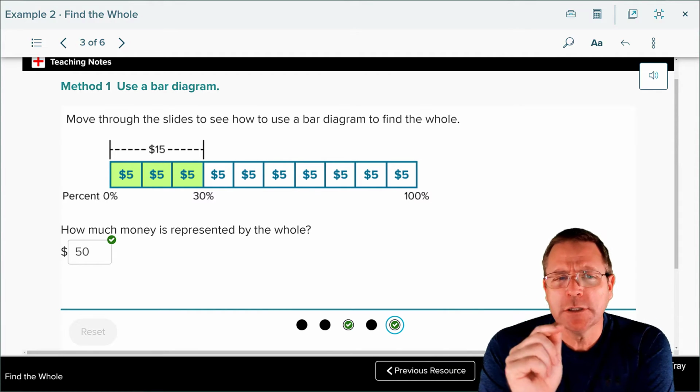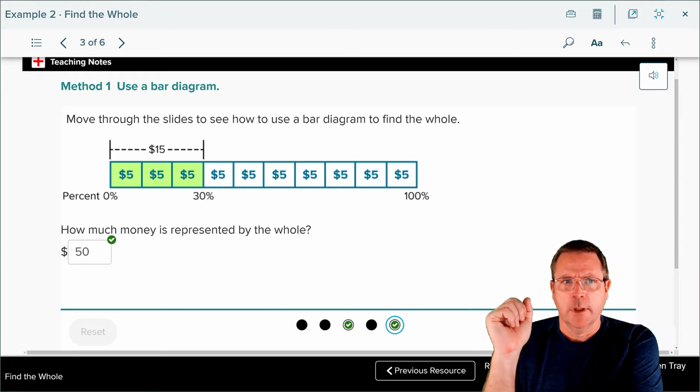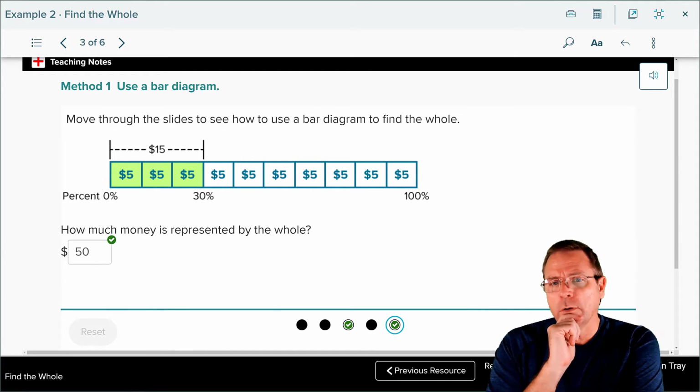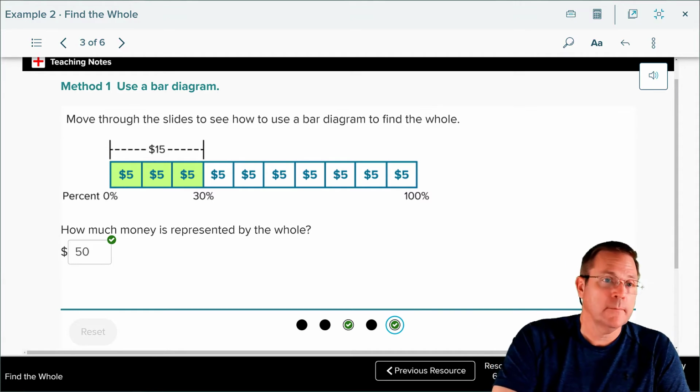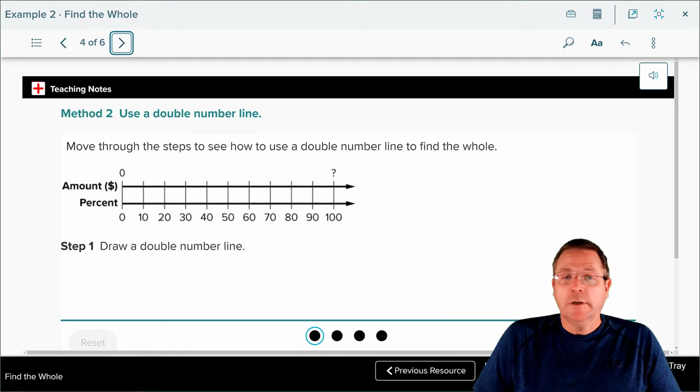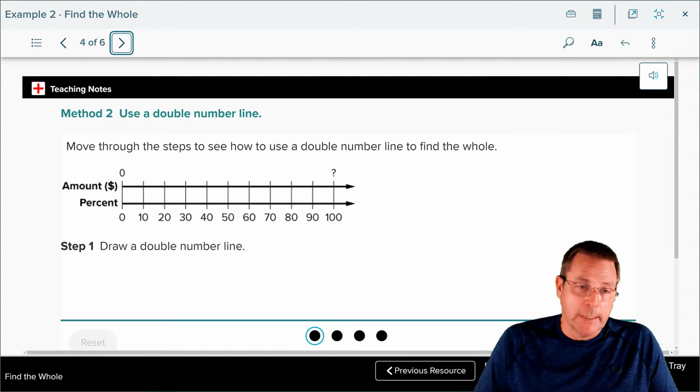Interesting. She saved $15. The total cost was going to be $50. How much did the sweater cost her? How much did she spend? $35. Let's keep moving.